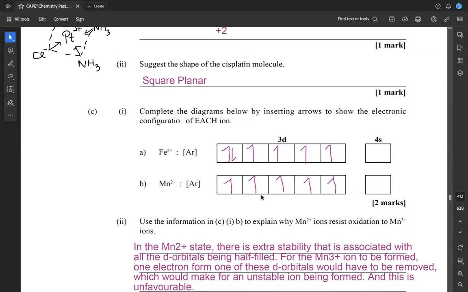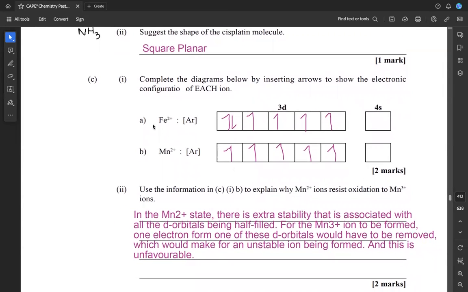So next, they're asking us to use the information in C part I, part B, to explain why Mn2+ ions resist oxidation to Mn3+ ions. In a nutshell, we will most likely see Mn2+. This is more common. If you have Mn2+ ions, it's going to be hard to oxidize further to Mn3+, hard to take away any other electrons from it. So they're asking why it is hard to get to Mn3+.